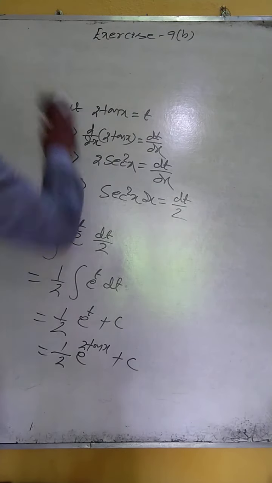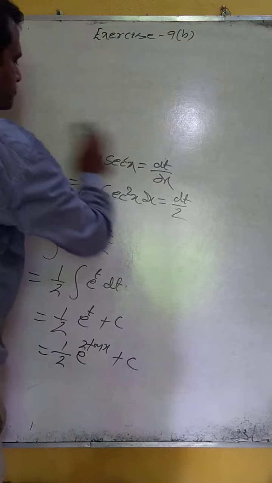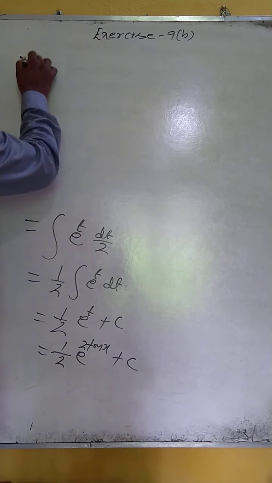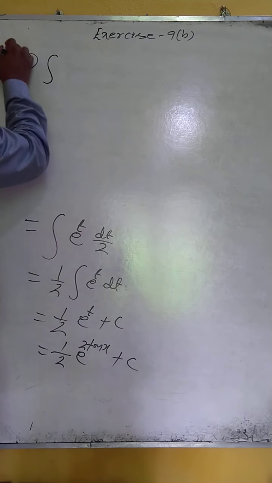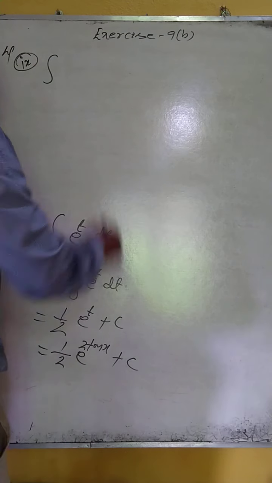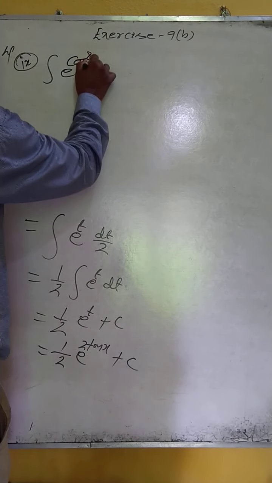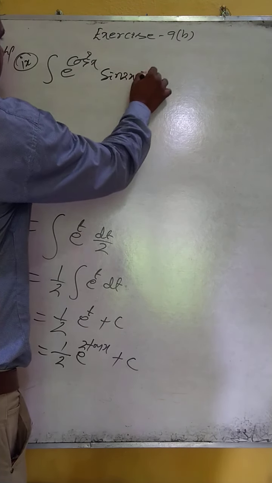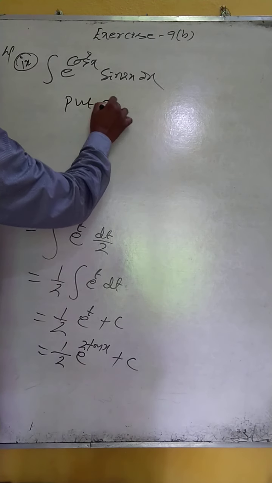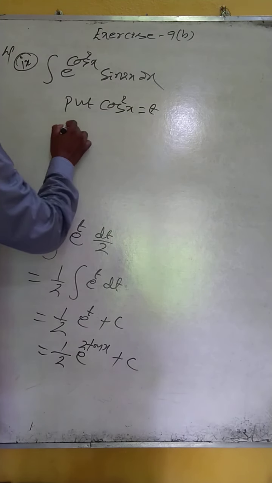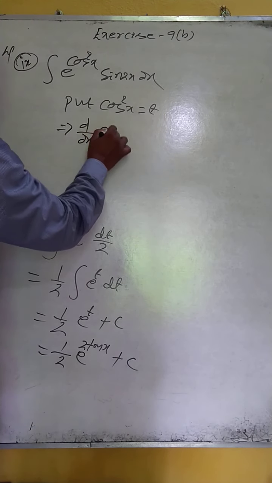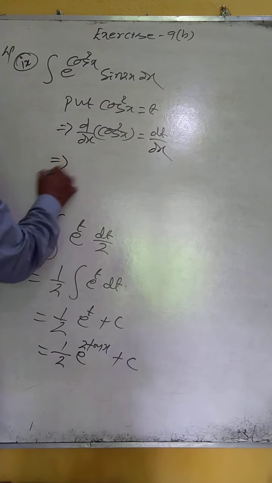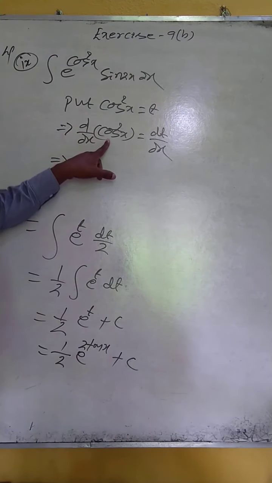Now we take another problem, that is number 4 ix, integral e to the power cos square x into sin 2x dx. Put cos square x is equal to t, that implies d by dx of cos square x is equal to dt by dx. You know the derivative of cos square x.